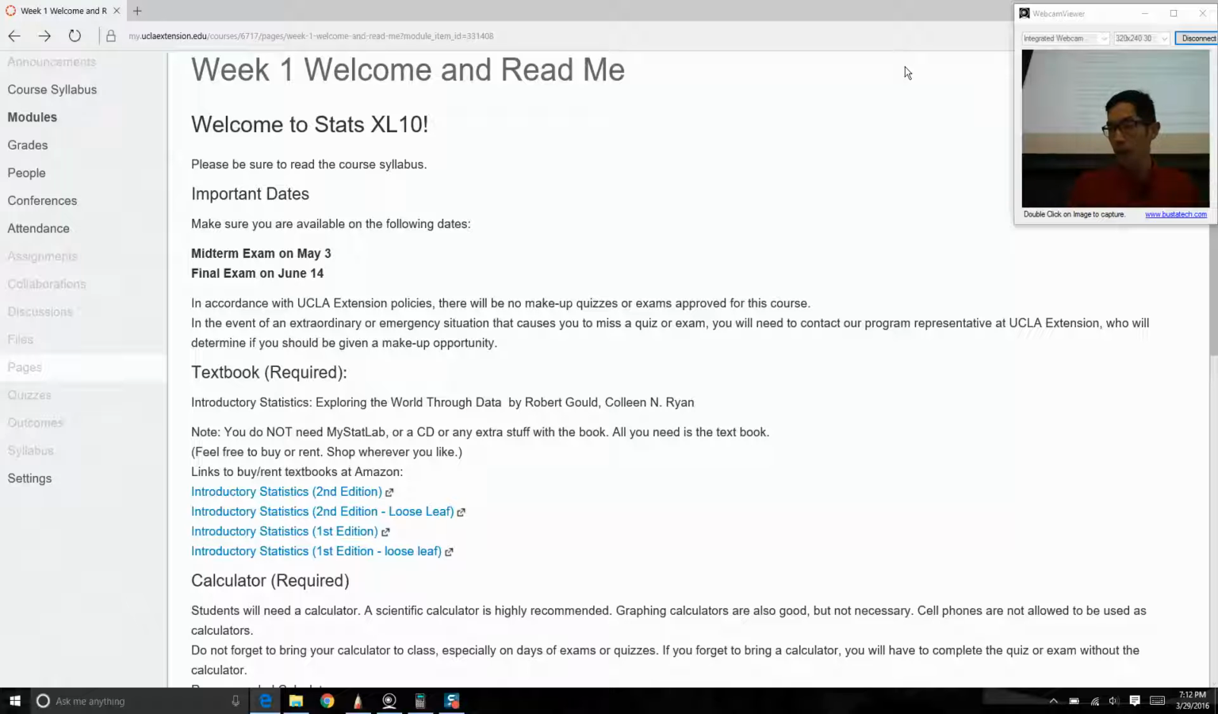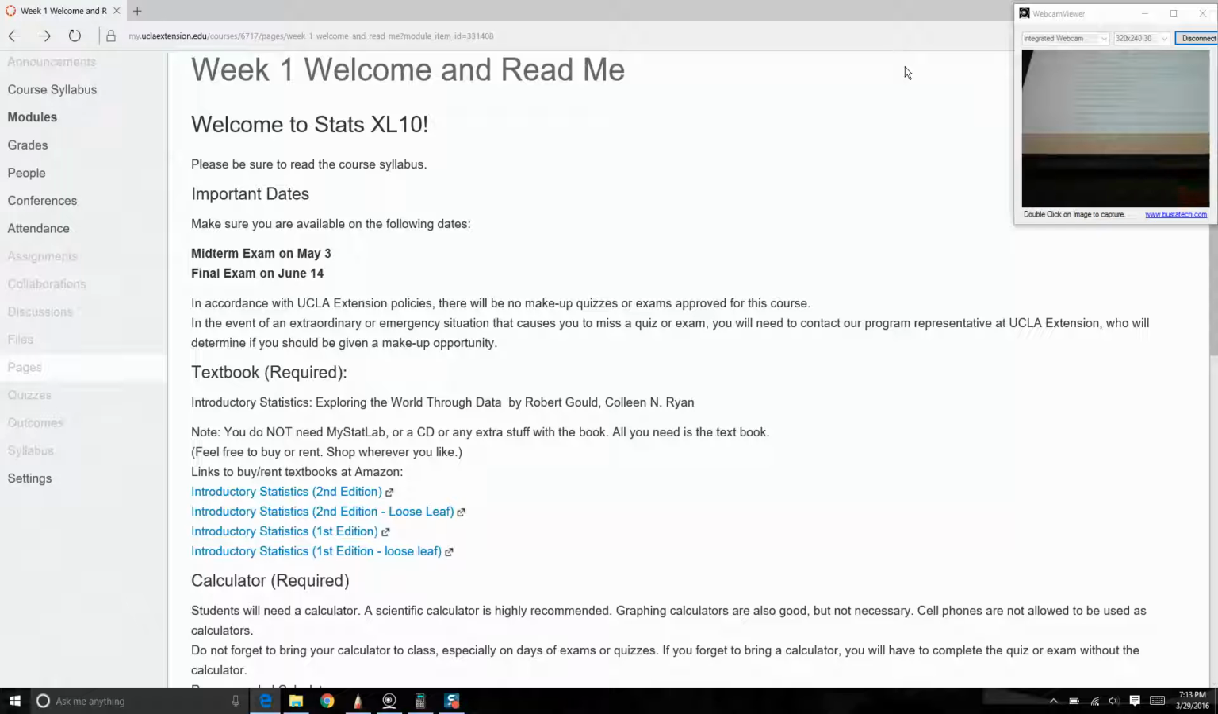We do have a textbook. The textbook looks like this. This is the second edition of the textbook. The first edition will also work. They sell a loose leaf edition and a hardcover edition, and they also have all these bells and whistles that you can get. You don't need all of that extra stuff. You just need the text. Some of them are offered with My Stat Lab, and some are offered with, I don't know, electronic this and that. You don't need any of that stuff. You just need the text.